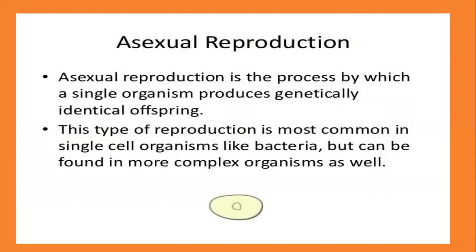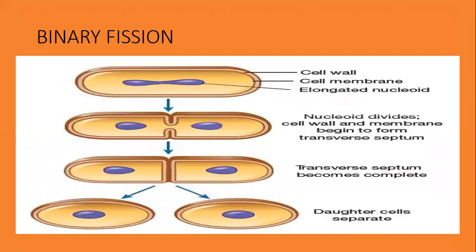Now, let us study more about the asexual reproduction. It is a process by which a single organism produces genetically identical offspring. This type of reproduction is most common in single-cell organisms like bacteria, but can be in more complex organisms as well. The first in the list of asexual reproduction is binary fission.